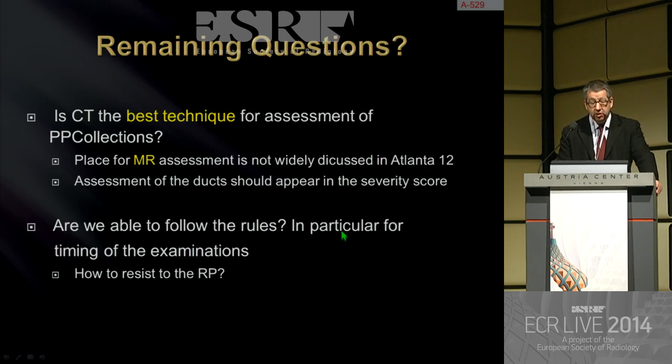For the last 2 minutes, I would like to emphasize the remaining questions. First, is clearly CT the best technique for assessment of peripancreatic collections? In my opinion, clearly not. The place for MRI assessment has not been widely discussed in the 2012 Atlanta classification, and in particular, assessment of the ducts should appear in a new severity score. It's not the case today, but clearly it will be discussed in the next years.